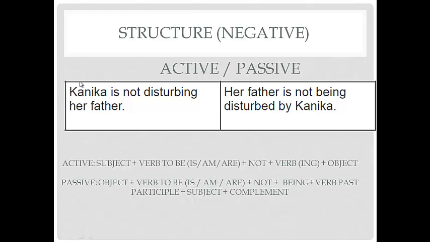In negative it is the same, but you add the not to the verb to be. So is not, you can contract it into isn't, or you can contract am or are, and that's for negative. It's the same in passive: you add the not to the verb to be, right?